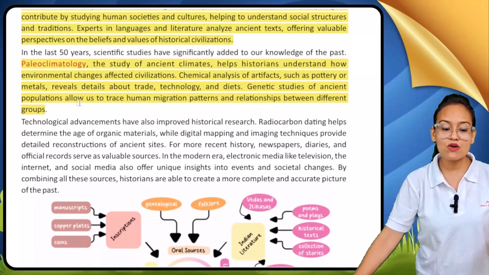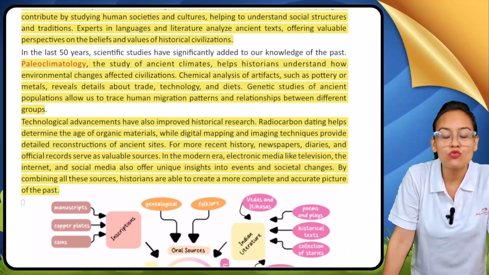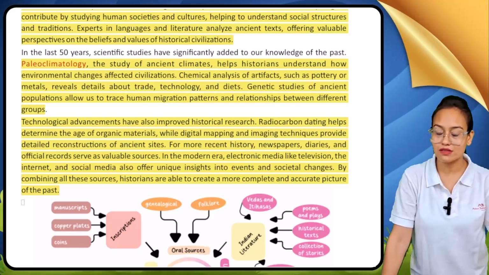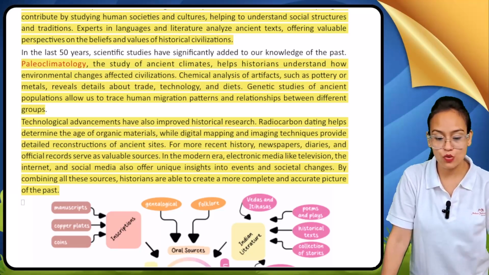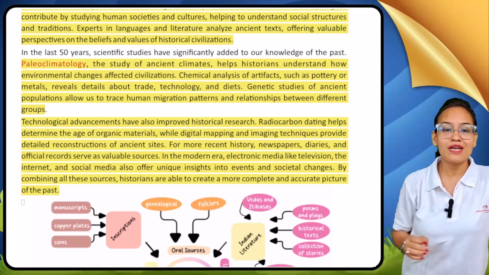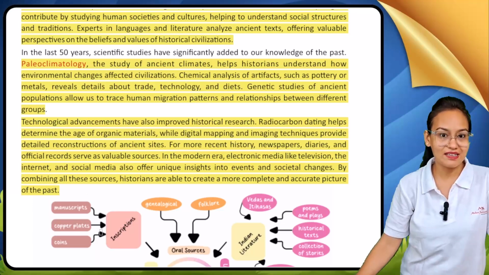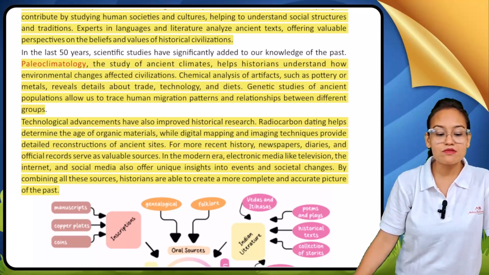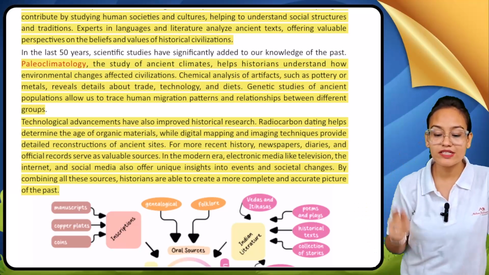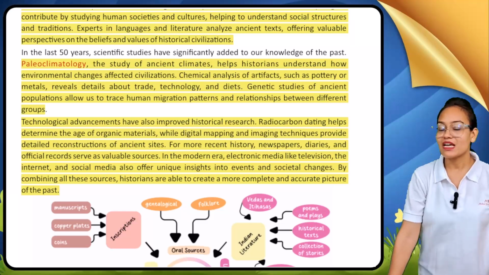Now, along with all this, we also have some technological advancement through which we can get to know which era a particular thing belongs to. Like our historical research, technological advancement makes our historical research smooth. Radiocarbon dating helps determine the age of organic material, while digital mapping and imaging techniques provide detailed reconstruction of ancient sites.